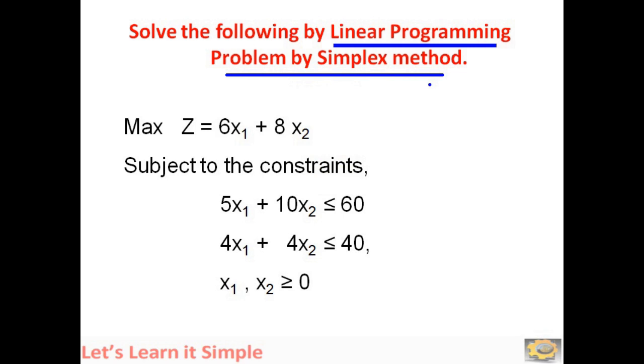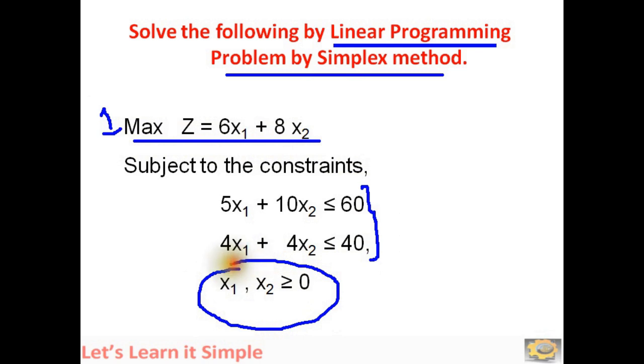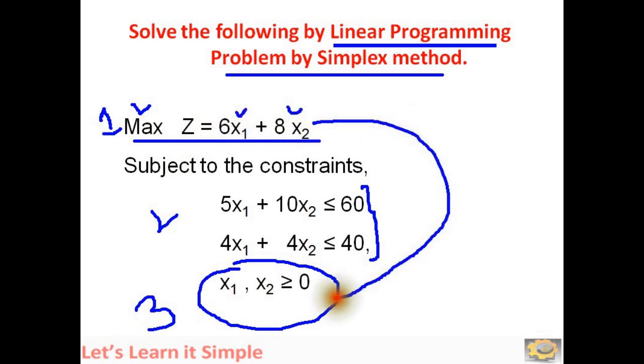Now in case of LPP or by simplex method, we require three things. One is an objective function. This is the objective function, and this objective function is bound by a set of constraints, and you have variables which are called non-negative variables. The objective function may be maximization or minimization type. Here it is a maximization. It depends on two variables x1 and x2. These two variables are non-negative.